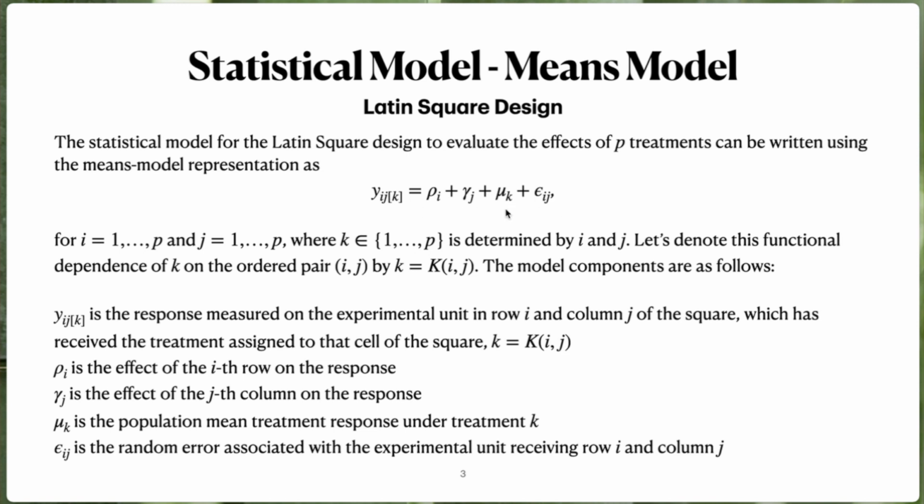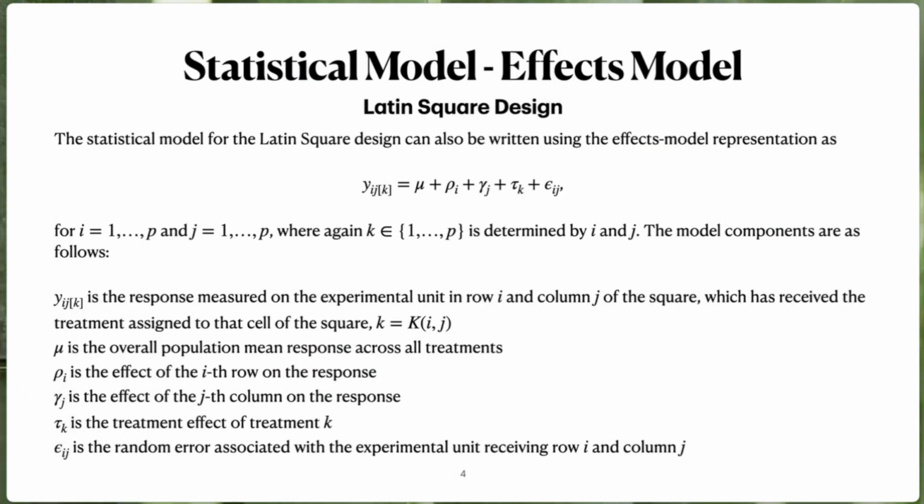Now, looking at the expression on the right-hand side of the equality, rho sub i is the effect of the ith row of the square on the response. Gamma sub j is the additive effect of the jth column on the response. Mu sub k is the population mean treatment response under treatment k. And then epsilon sub ij is the random error associated with the experimental unit in row i and column j that is receiving treatment k, which is determined by the particular row i and the particular column j.